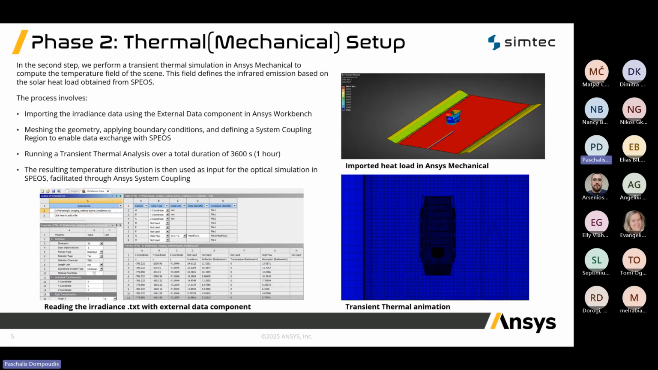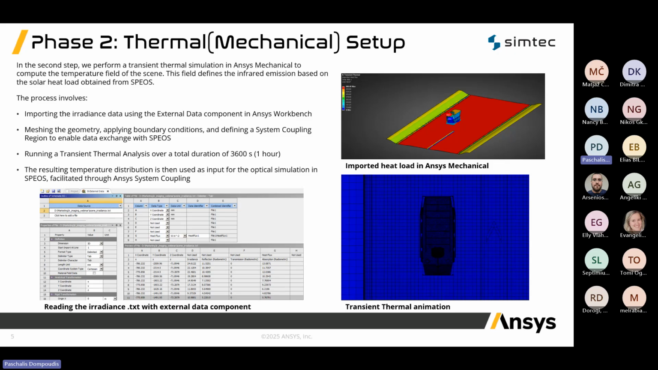Moving on to the second phase, we take the heat load data we generated and bring it into Ansys Mechanical to perform the thermal analysis. The goal here is to simulate how the scene's temperature actually changes over a period of 1 hour as it absorbs the sun's energy. First we import the solar heat load from the text file we created in the previous step.